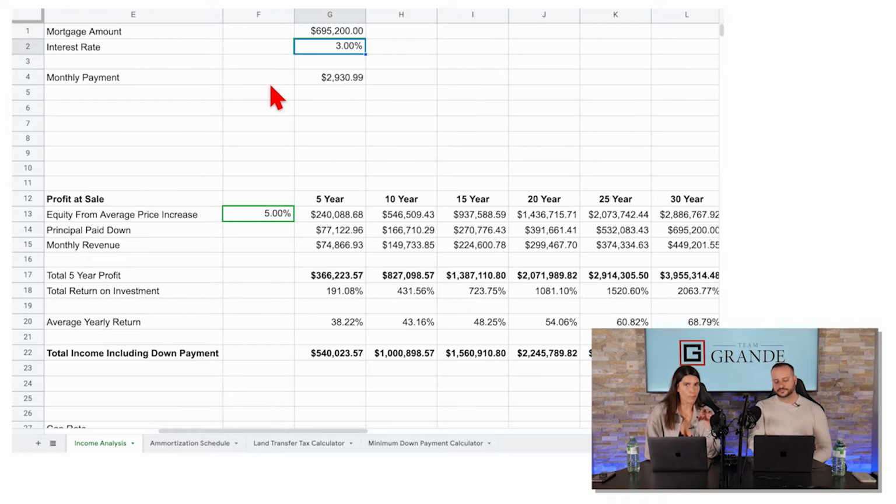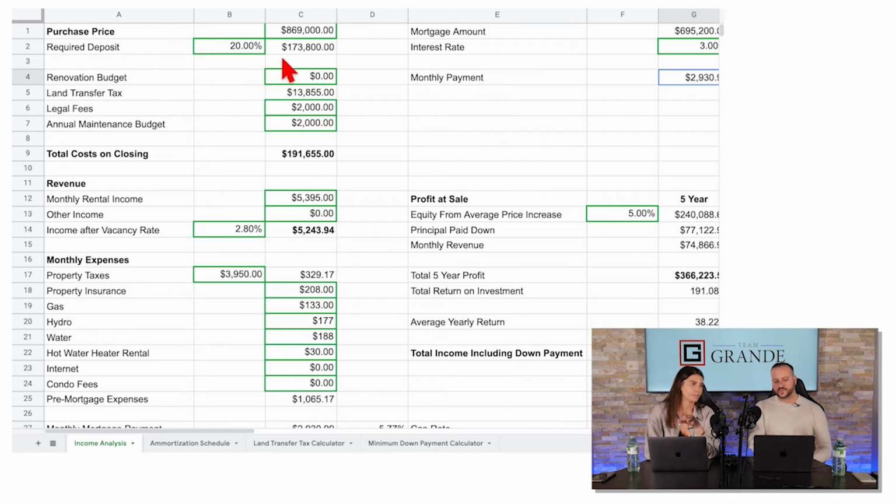So if you got the property at what it was listed today, your monthly payment for the mortgage is around $2,930. And that's with 20% down, so you're $173,000 down. Land transfer tax is about $14,000, legal fees another $2,000. So you're looking at about $190,000 into this just to get the property.